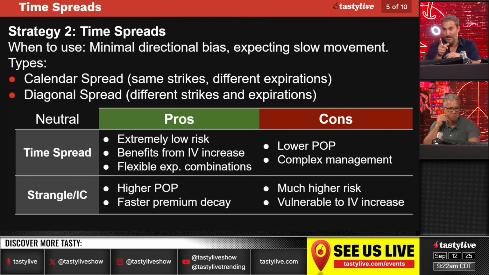Yes, and the management, I'm glad that they put this in the cons. Or I don't know if this is a con, and you could look at this as a pro as well, is the complex management. There's a lot of variables. So like people ask, what do you do with your diagonal spread or calendar spread? If it goes your way, how do you make more on it? If it doesn't go your way, how do you manage it?